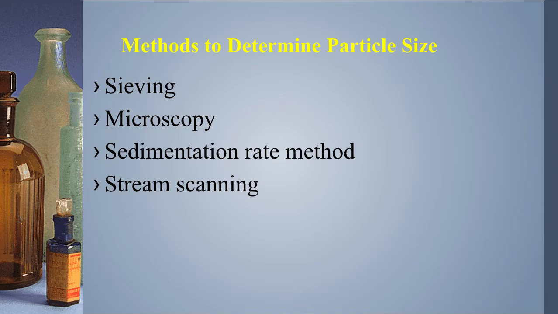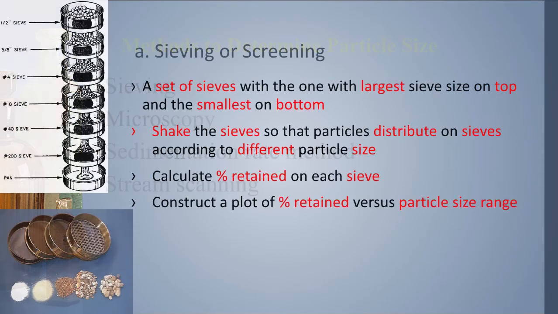So we have in this chapter about four methods of measuring particle size. First one is sieving, which is the simplest one. Second one is microscopy, then the sedimentation rate method, and stream scanning. We will start with the simplest one, which is sieving.